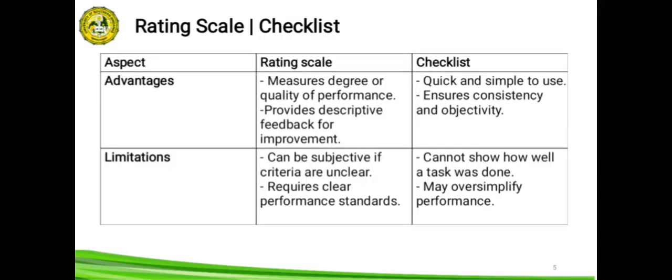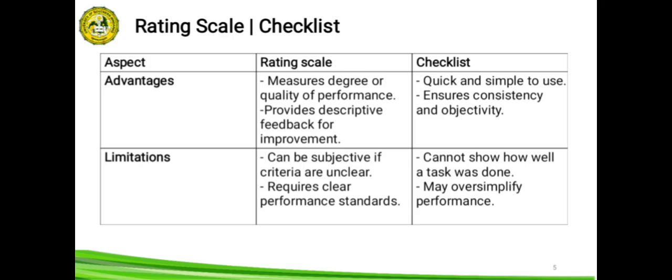Next, we have the limitations. And rating scale can be subjective if criteria are unclear, requires clear performance standards, meaning it depends too much on the teacher's personal judgment, especially if the criteria or performance descriptions are not clearly defined. That's why rating scales require clear and specific performance standards like rubrics or descriptions to guide the teacher in scoring fairly and consistently, whereas checklist cannot show how well a task was done, may oversimplify performance.